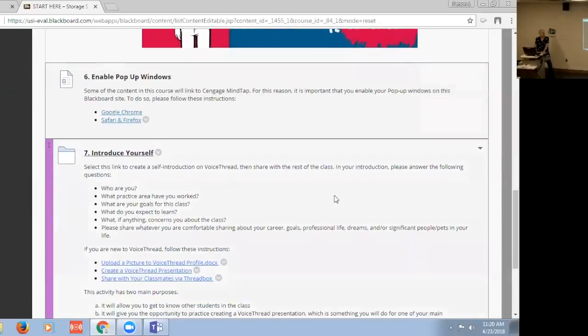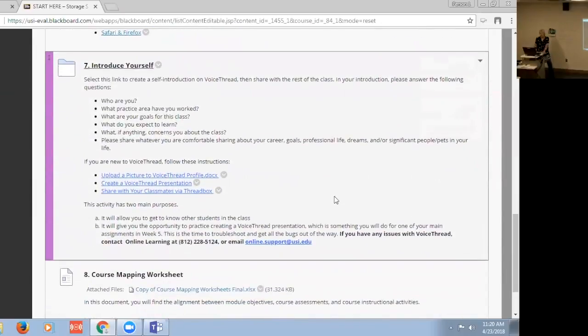The next piece is for them to introduce themselves using VoiceThread. This is a safe environment to start learning how to use VoiceThread. It's not graded, and Laura has laid out how to walk through this quite well. It gives them an opportunity to practice with VoiceThread and get comfortable for some of the larger examples.